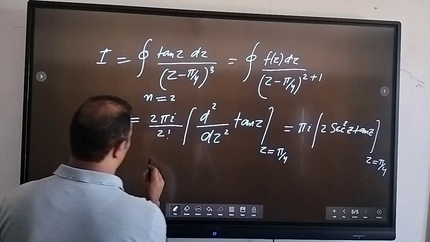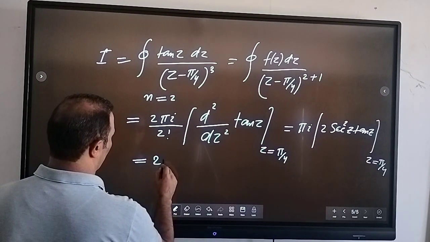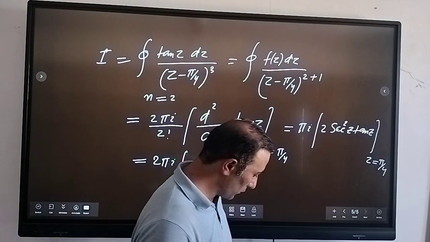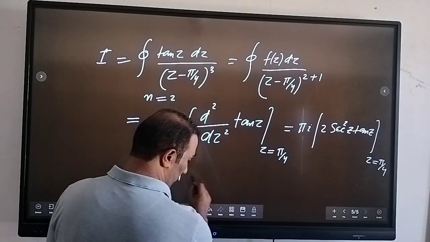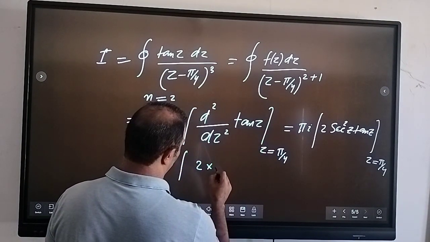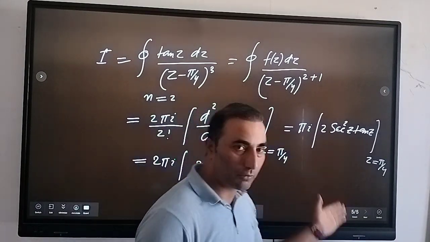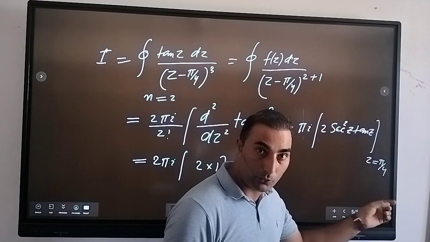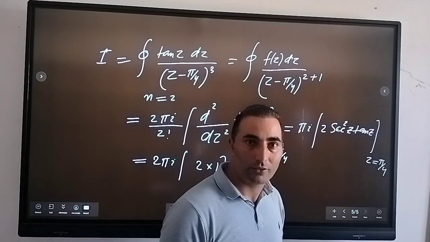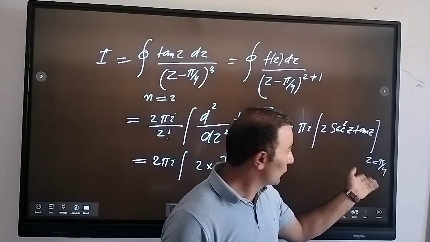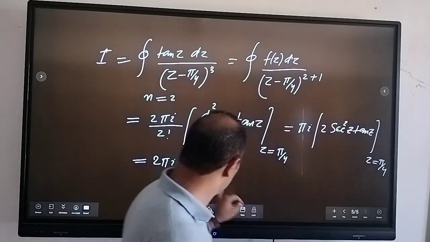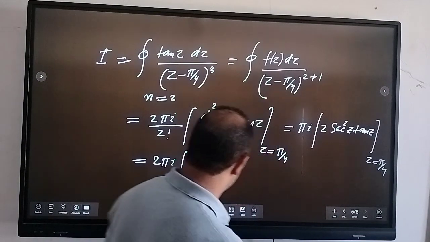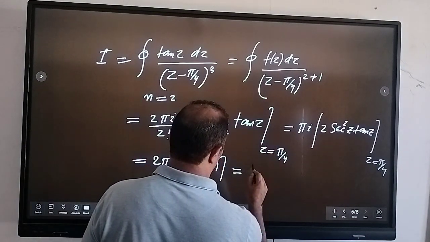Okay, so this will be equal to 2 pi i, and what is sec square pi by 4? It will be 1 by cos square z at pi by 4. Cos 45 is 1 by root 2, and you need to take the square of that, so it will be 2. So 2 is here, and similarly tangent of pi by 4 is 1, right? So this will be equal to 4 pi i.